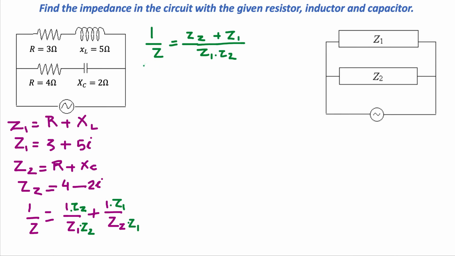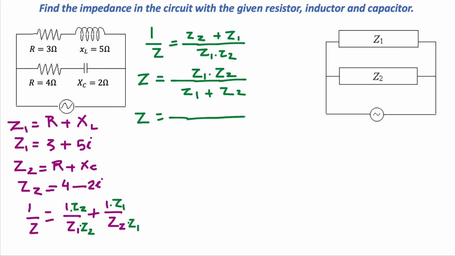And I am flipping this fraction, and Z over 1 is Z, and it's going to be equal to, on the top, Z1 times Z2. And here the commutative property works, so instead of Z2 plus Z1, I will write Z1 plus Z2. Nothing is going to change. So Z is equal. Now instead of Z1, Z2, I am writing the numerical values. Z1 is 3 plus 5i.